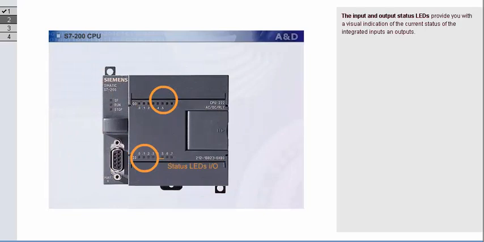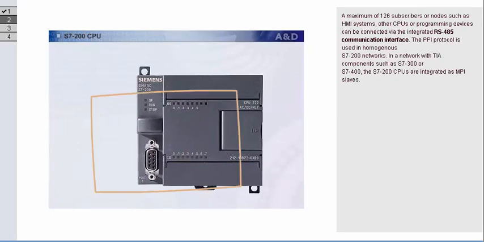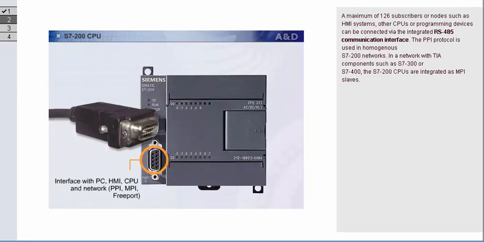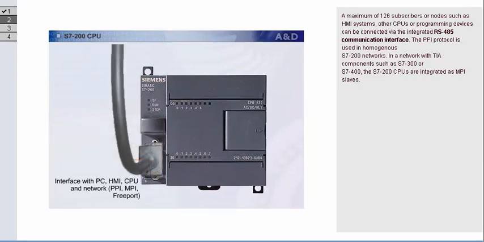A maximum of 126 subscribers or nodes, such as HMI systems, other CPUs, or programming devices can be connected via the integrated RS485 communication interface. The PPI protocol is used in homogeneous S7200 networks. In a network with TIA components, such as S7300 or S7400, the S7200 CPUs are integrated as MPI slaves.